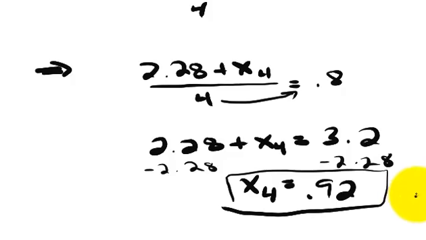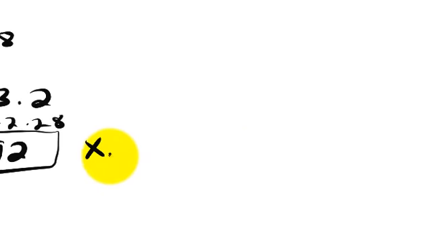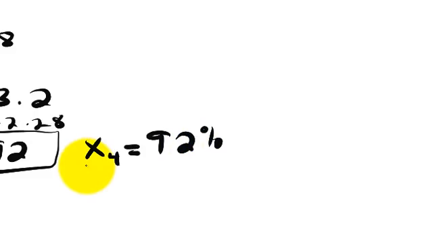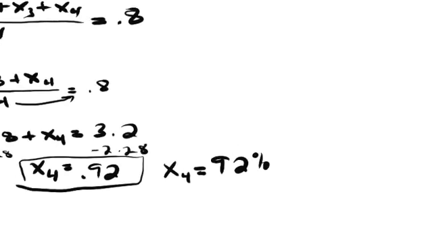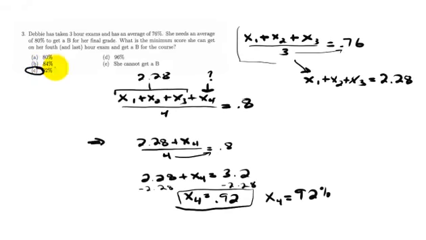Now I want to write that as a percentage because all my answers up top are percentages, which is 92%. And if we go back up, that would be C. Okay, now by the way, you could have kept this as a percentage. You could have written this as 76%. But again, anytime I'm using percentages in equations, I will change them to decimals.